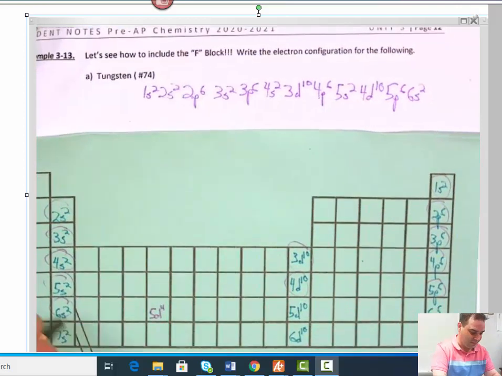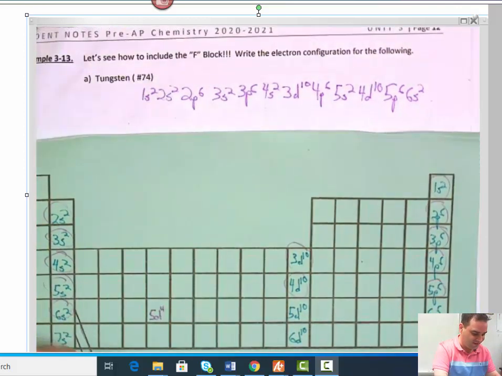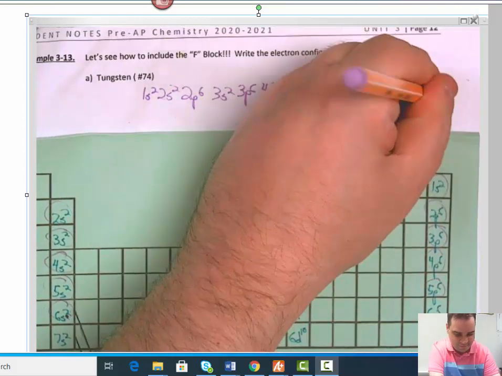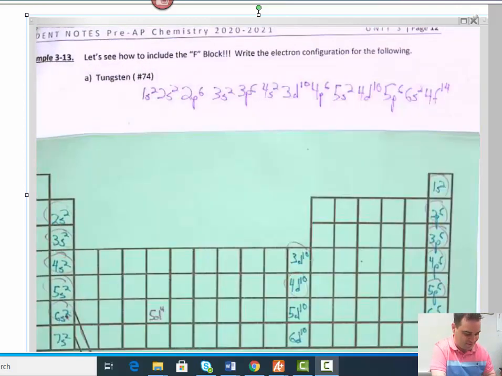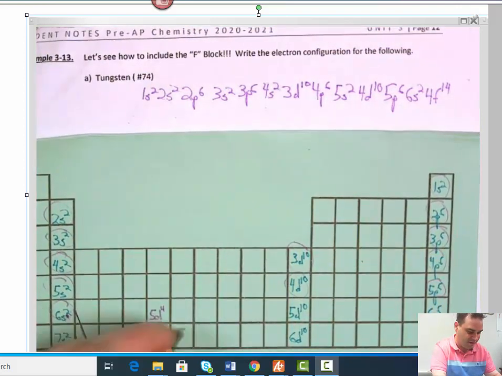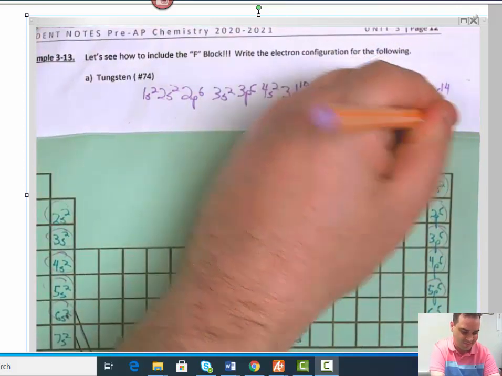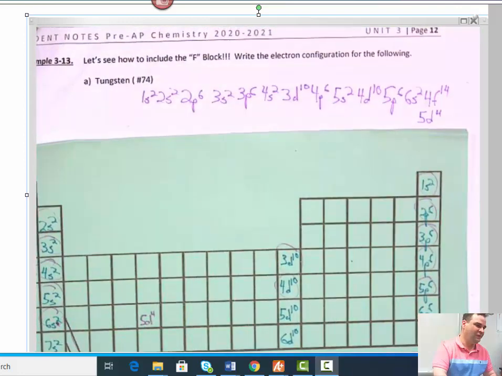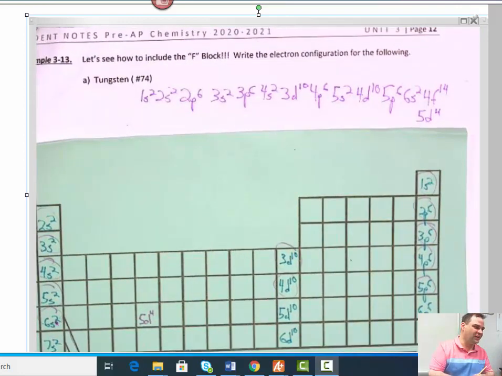After you do the 6s2, remember there's this little arrow that goes down to here. After element number 56, you have to do element number 57. So then you have to do 4f14. So you go down, and then you end up back around here to 5d4. Okay? Because if you forget the 4f14, it does not add up to 74.